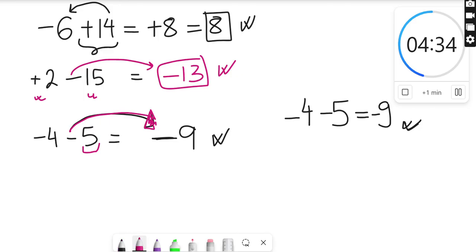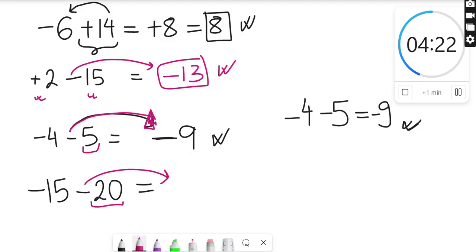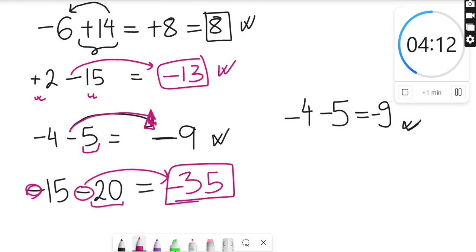Okay, what if we have, for example, negative 15 and negative, let's say, 20? Again, we write the sign of the bigger number, which means it's negative, right? Because bigger is 20. And then, since they have same signs, we add them. 15 plus 20 is equal to 35. The final answer will be negative 35.